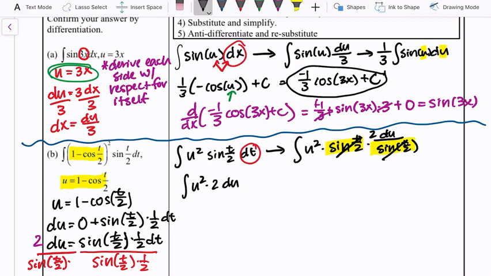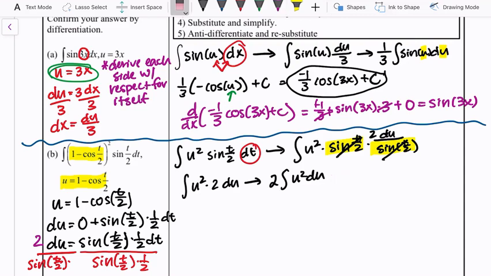Hey, that looks a lot nicer to integrate, so let's pull out that constant. So 2 times the integral of u squared du. Boom, now we have something that's nice and neat, and we are going to integrate u squared du. Okay, well let's think, how would we do that? Well, I'm still going to have my 2 out in front.